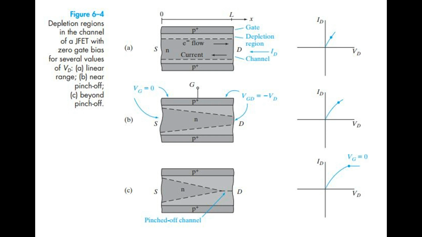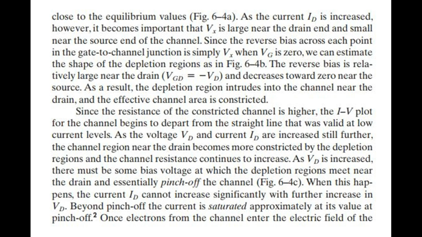As the drain current is increased, however, it becomes important that Vx is large near the drain end and small near the source end of the channel. Since the reverse bias across each point in the gate-to-channel junction is simply Vx when gate voltage is 0, we can estimate the shape of the depletion regions as in Fig 6.4b.